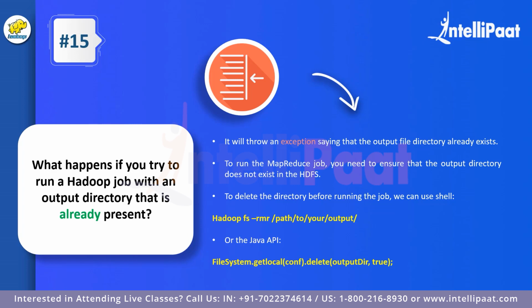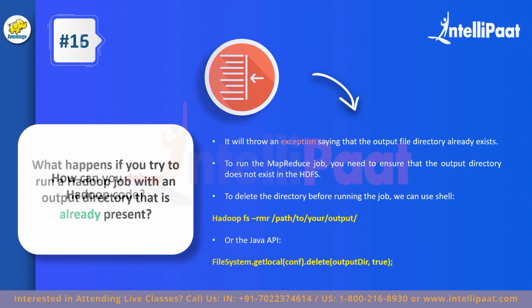So in that particular case, to run a MapReduce job, you need to make sure that the output directory does not exist, because if it does, it will not work. It will give you an exception. So if it exists and you want to delete it and run your Hadoop job fresh, use the file system command hadoop fs -rmr, which will remove it, and put the path to your output. Or you can make use of the Java API as well. getLocalConf.delete will make sure that your directory gets deleted, and as soon as you run the job again, this time you will not have an exception, and the job will run as expected.